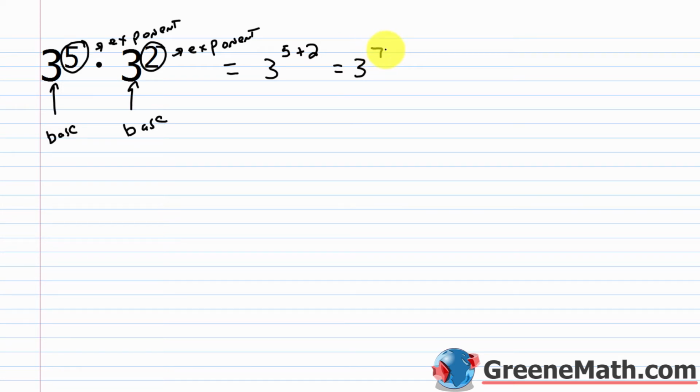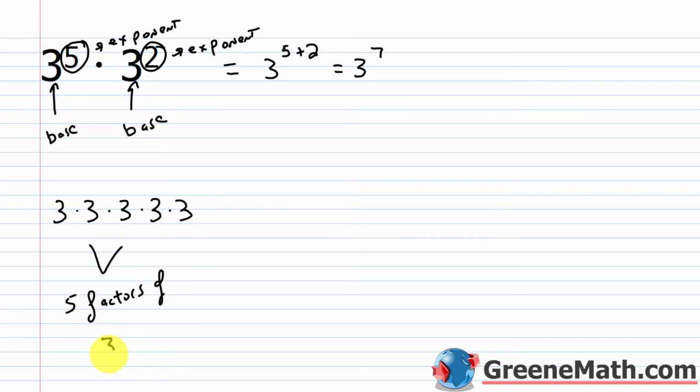And again, one more time to get a complete understanding of this, if I had 3 to the 5th power, I'd have 3 times 3 times 3 times 3 times 3. Again, 5 factors of 3. Now, if I multiply by 3 squared, I'm just multiplying by 3 times 3. So this would be 2 factors of 3. So how many total factors of 3 do I have? Well, I have 7, right? I have 5 factors here, plus I have 2 factors here, which is exactly what I did up here. So I have 3 raised to the power of 5 plus 2, or 3 raised to the 7th power.